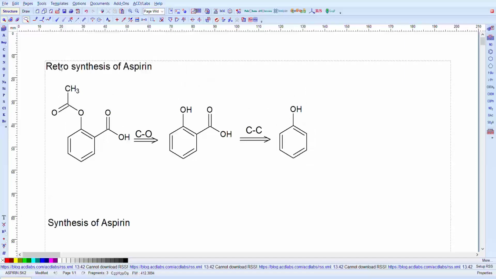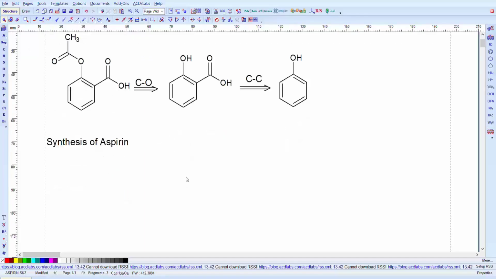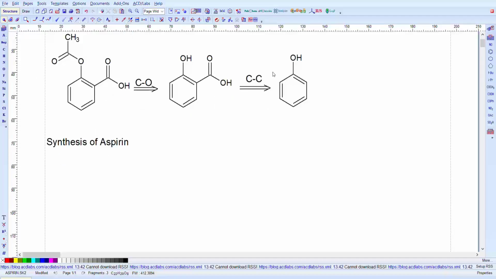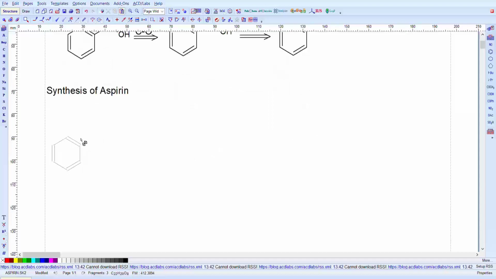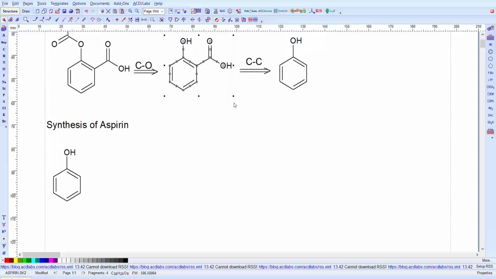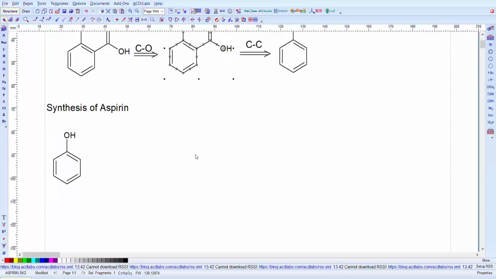So now from phenol we can start the synthesis, but before that we have to adjust this a little bit to an upright position, so it looks better. This is the CO disconnection, this is the CC disconnection. It is also very easy to draw it here. To save time, I will draw this phenol again to start the synthesis from here. Basically from phenol you get salicylic acid. That is a 3-step reaction. It's the Kolbe reaction.